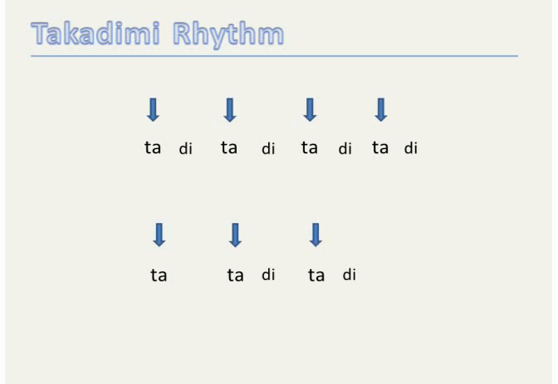Ta is always on the beat, like ta, ta, ta, ta. Di is always in the middle, so if this is the beat, ta-di, ta-di, ta-di, ta-di. So a rhythm like da, da, da, da, da, da would always be ta, ta-di, ta-di, ta, with ta on the beat and di in the middle of the beat.